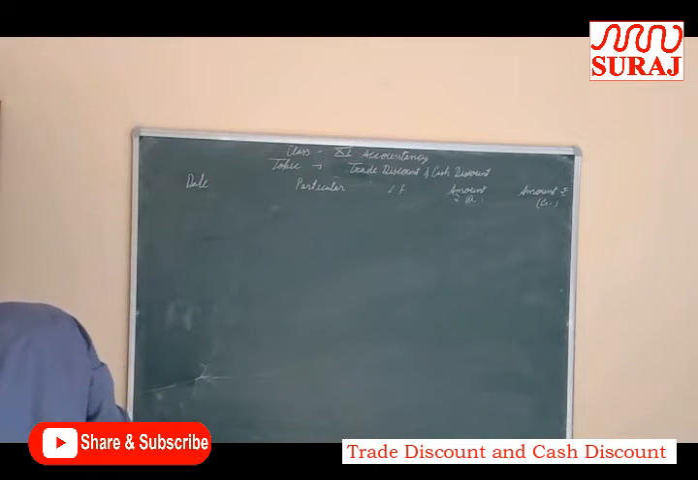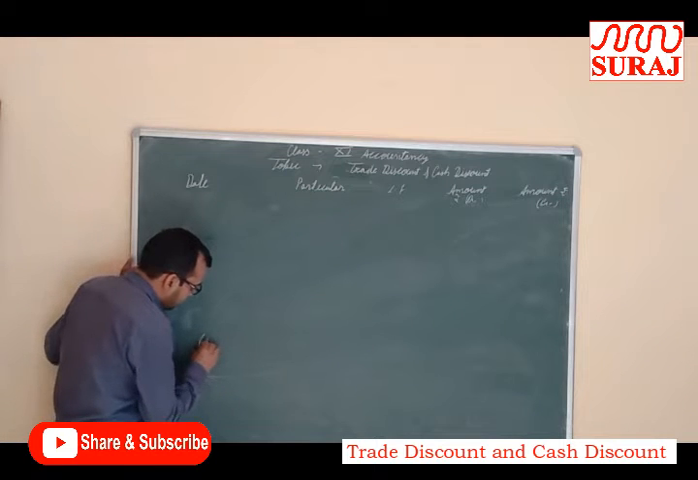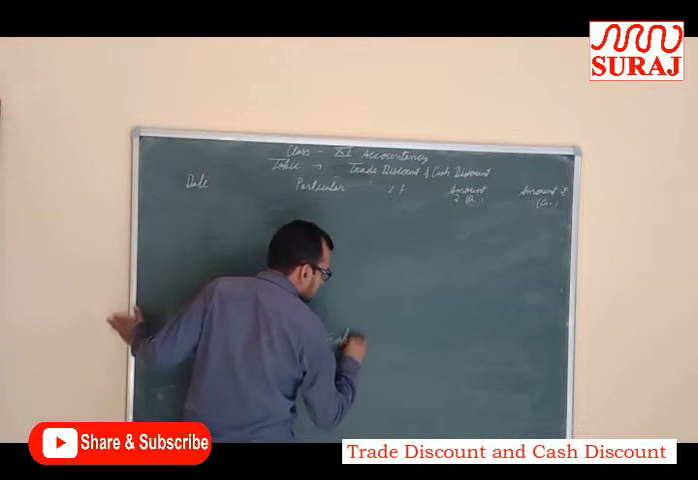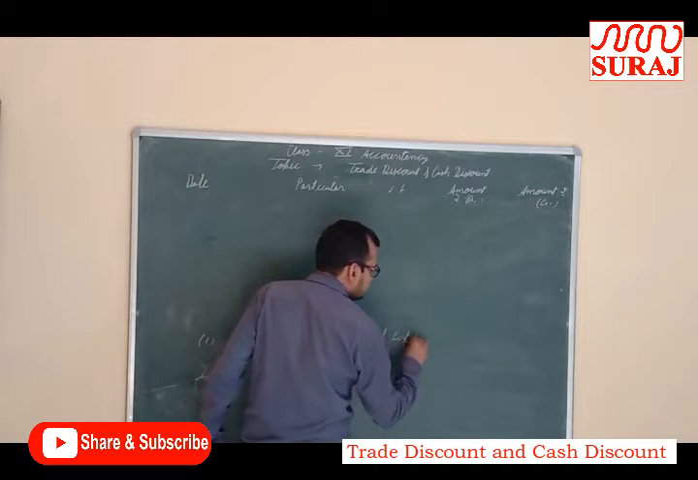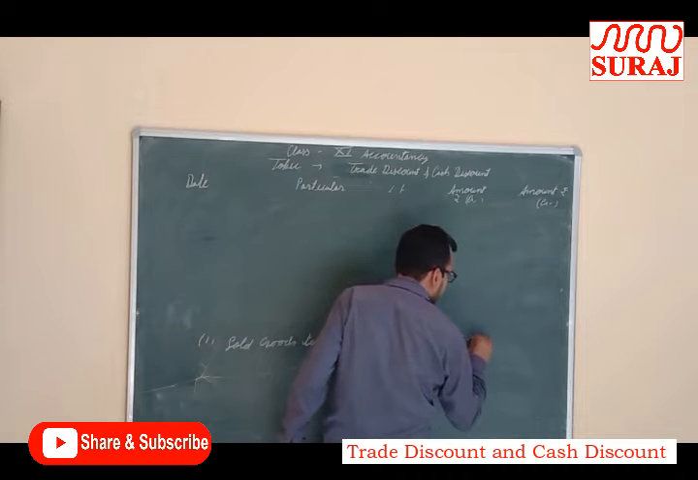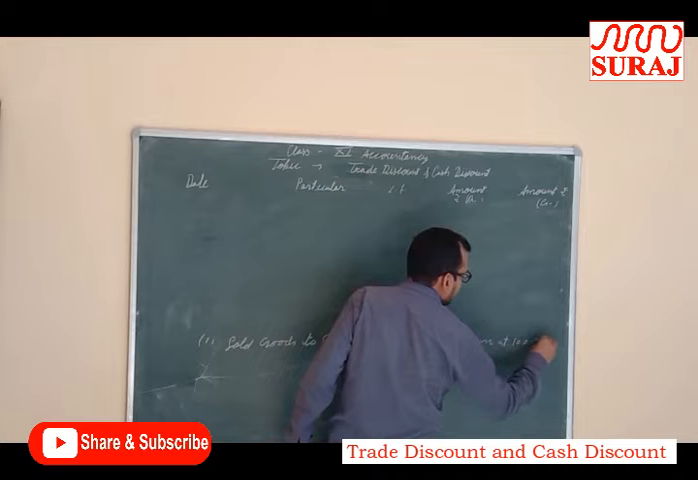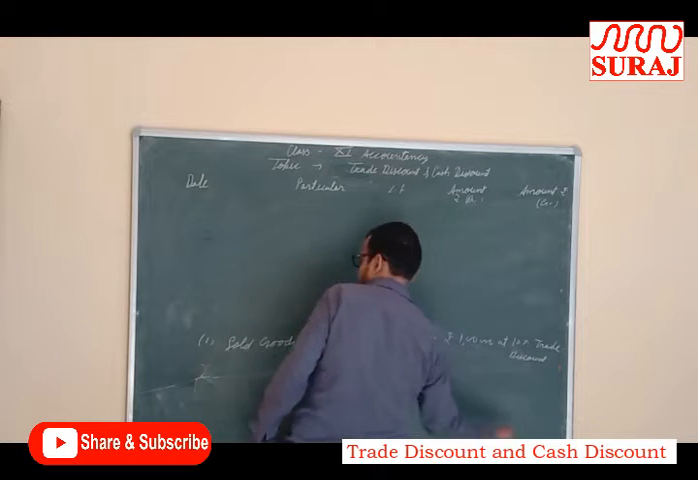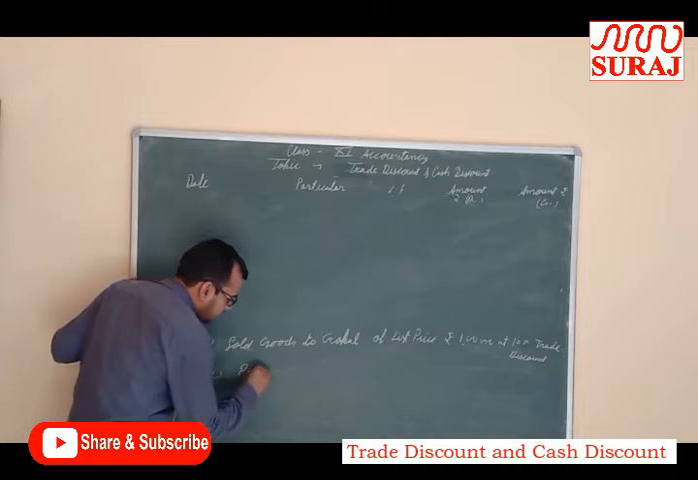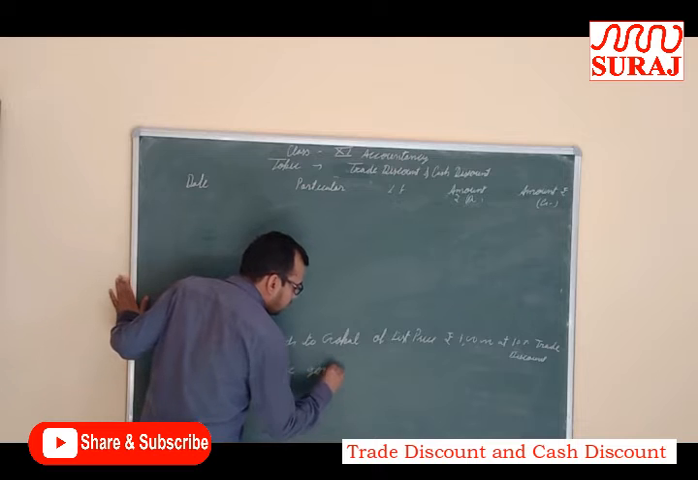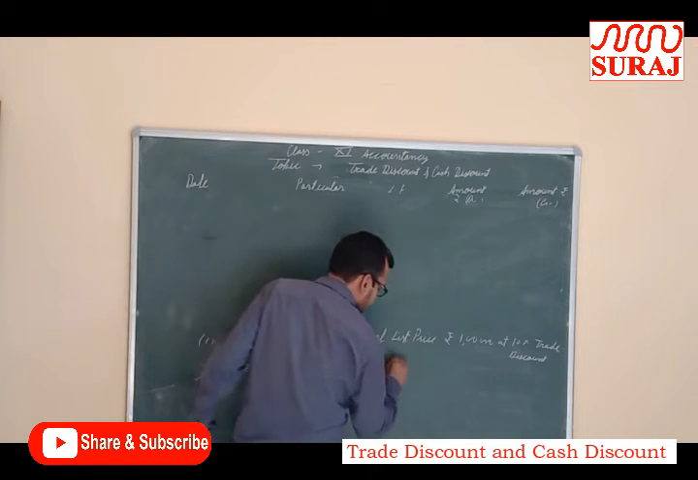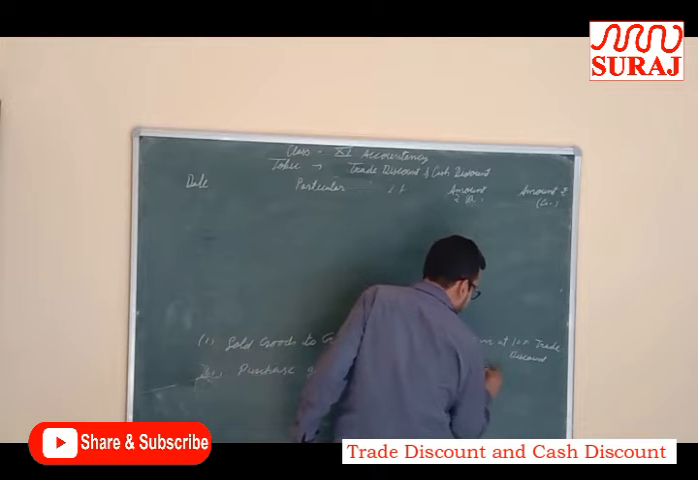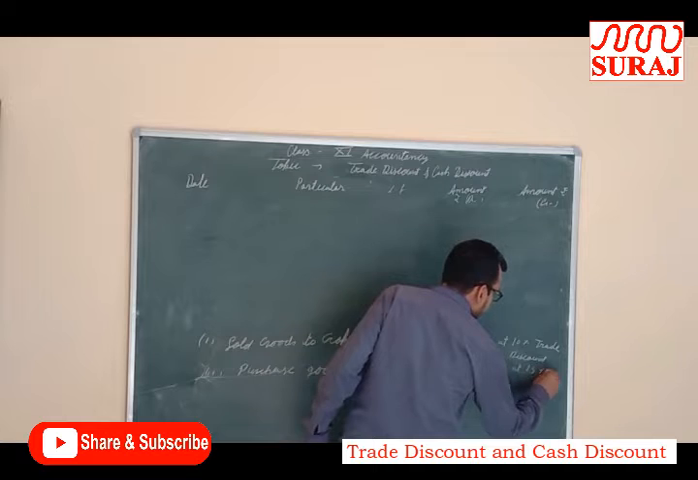Yes, dear students, first, sold goods to Gopal. First problem: sold goods to Gopal of list price rupees 1 lakh at 10% trade discount. Second, purchased goods from Ravi, list price rupees 50,000 at 15% trade discount.